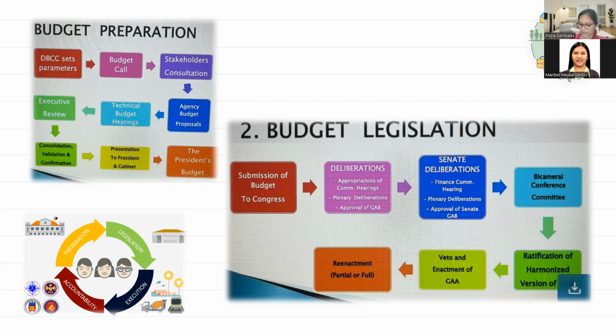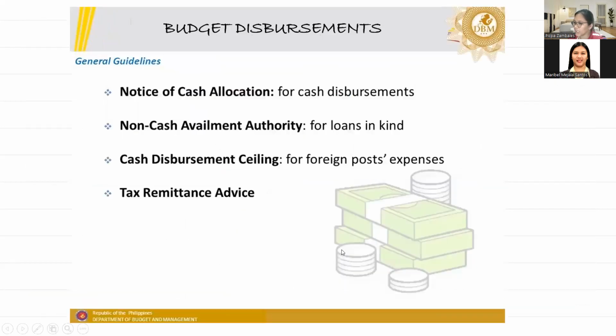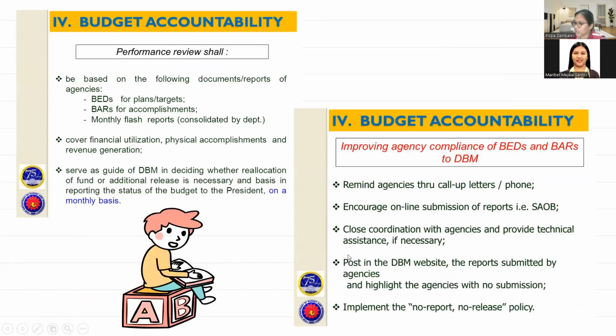Take note that the President shall submit the proposed budget to the Congress within 30 days from the opening of the regular session. I don't think, ewan ko kung meron ako ditong nilagay on how to do it.